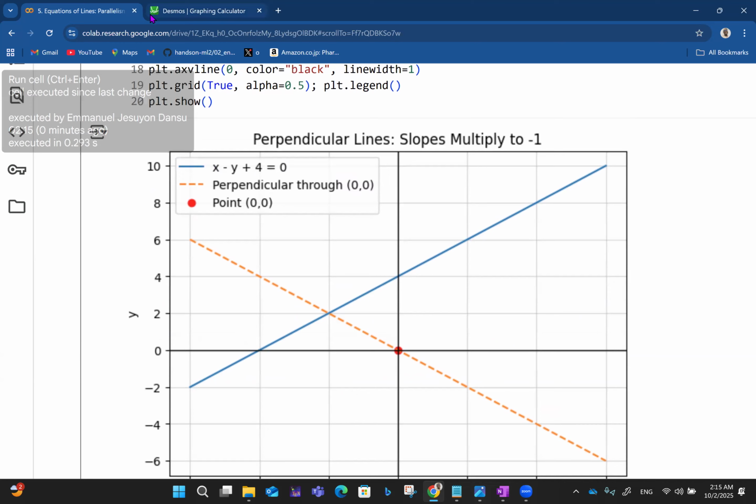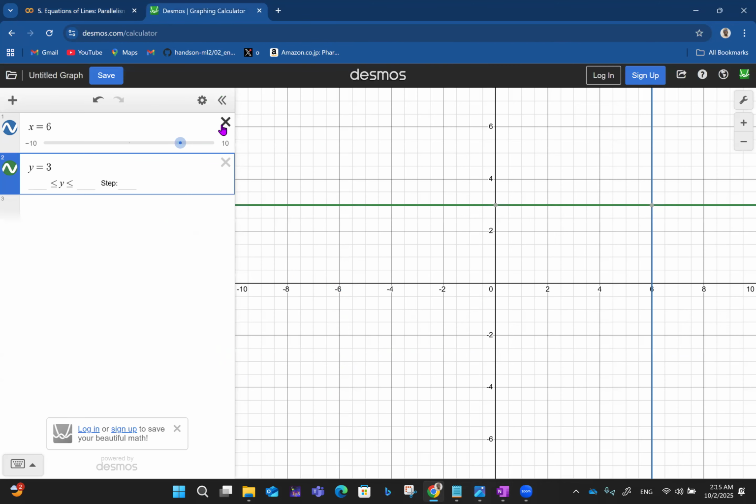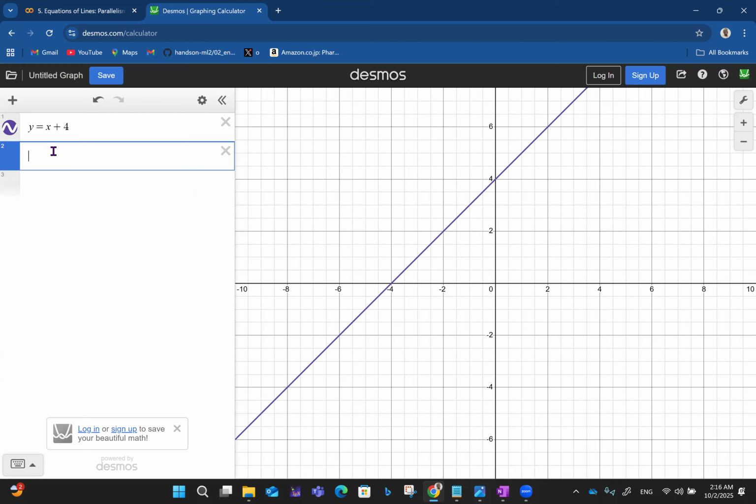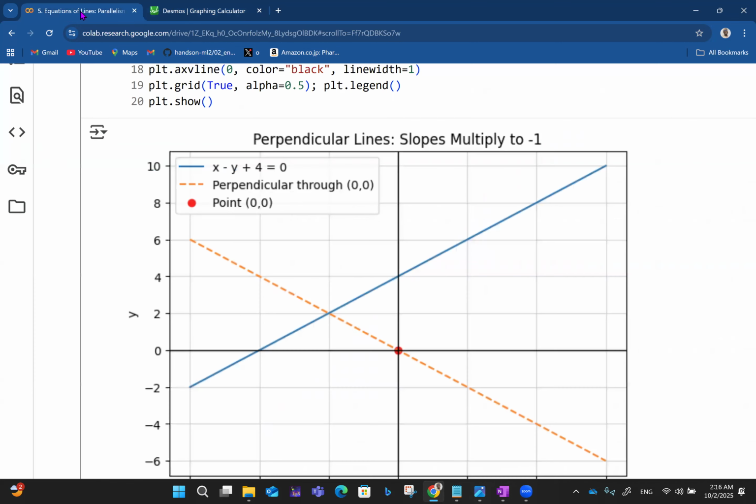I can also represent it on Desmos. The first line is x minus y plus 4 equals 0, and that is y equals x plus 4. See, that's it there. Then the second line is y equals minus x, or we can even write it the way it is, x plus y equals 0. So they are perpendicular at this point, like that.